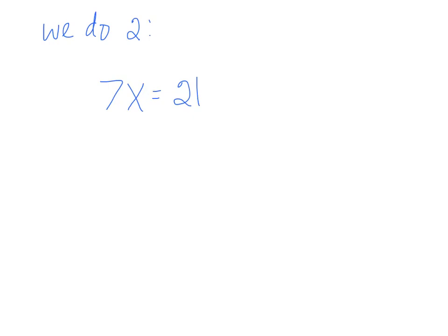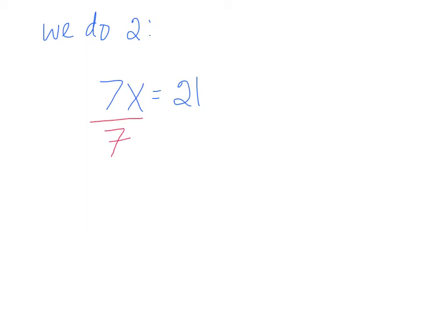7x equals 21. Again, this is 7 times x equals 21. And here's my variable. Always find that variable. I don't want anybody hanging out with him, and that 7 being multiplied there is hanging out. Do the inverse or the opposite of multiply. That's divide.